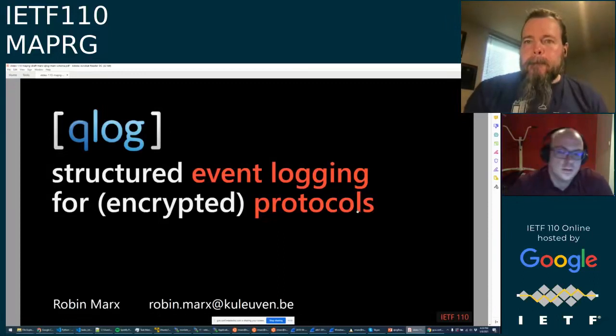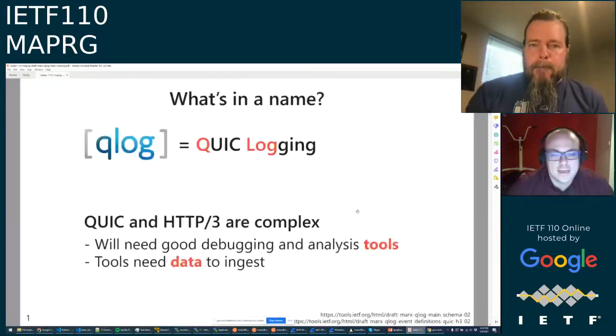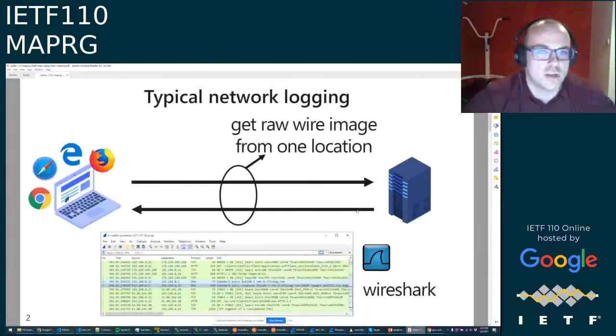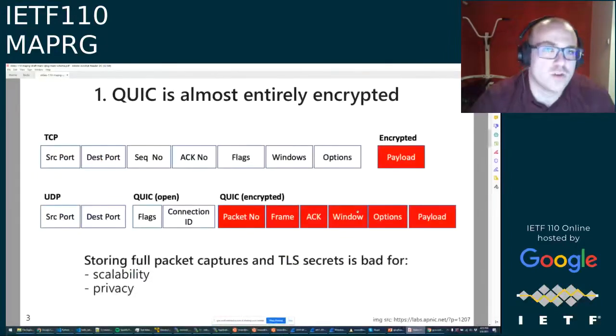Yep. All right, so let's talk qlog again. qlog stands for quick logging, which is an effort started about 2 years ago to make the new QUIC and HTTP/3 protocols a bit easier to debug and analyze. Typically, what you would do is take a network packet capture at some point and then use something like Wireshark to analyze that. That's of course still possible with QUIC, but more difficult because QUIC encrypts almost its entire transport layer as well. So to do this, you would have to store the entire packet capture, including the full payload, leading to some scalability and privacy issues.